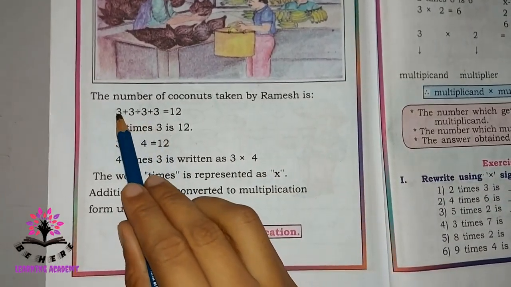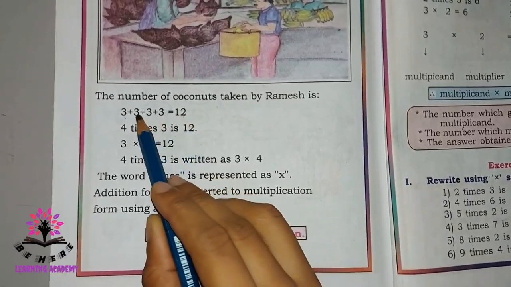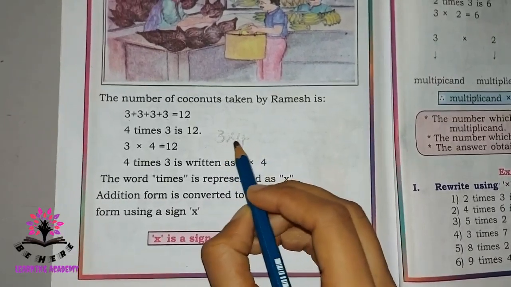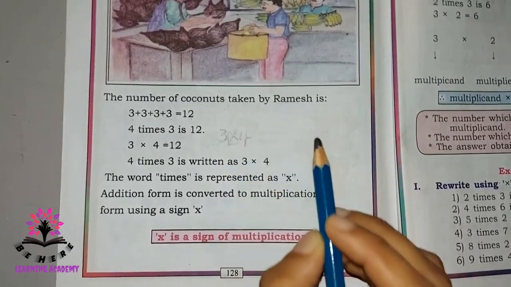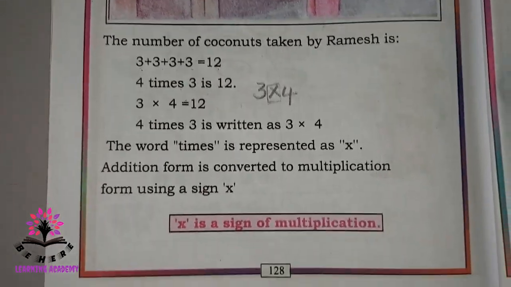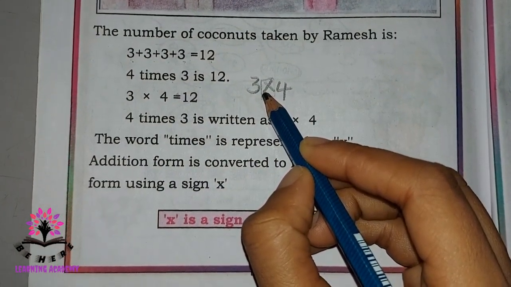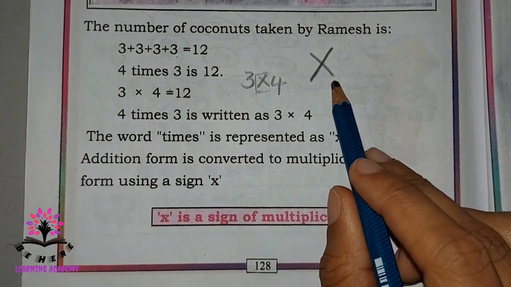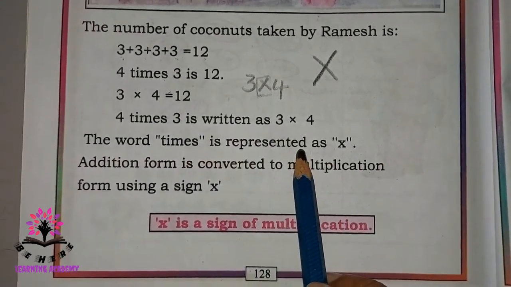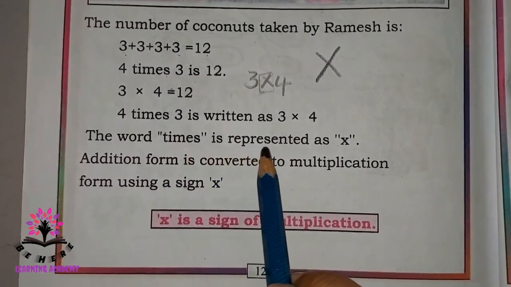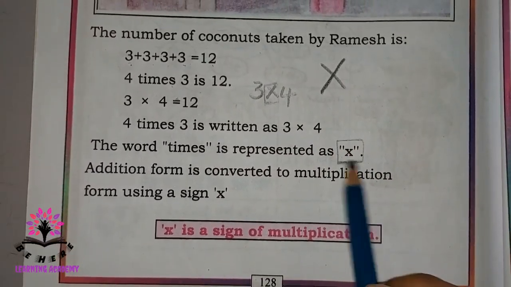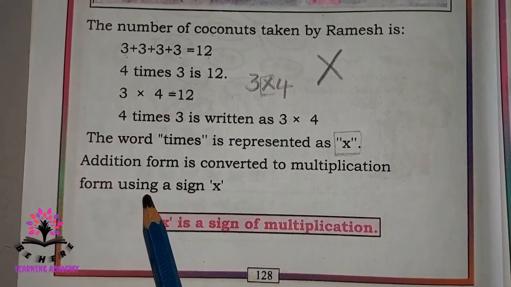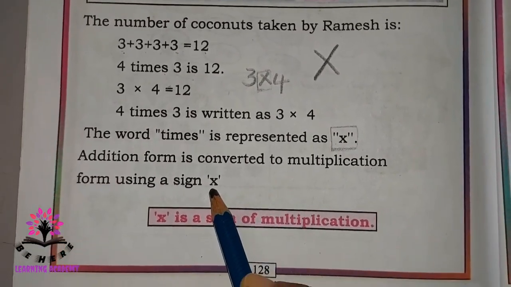So that means 3 plus 3 plus 3 plus 3 is 12. So 3 is repeated 4 times. So we write this sign here. What is this sign? This is the sign of multiplication. It looks like the capital letter X. The word times is represented as the sign of multiplication. Addition form is converted into multiplication form using this sign X.